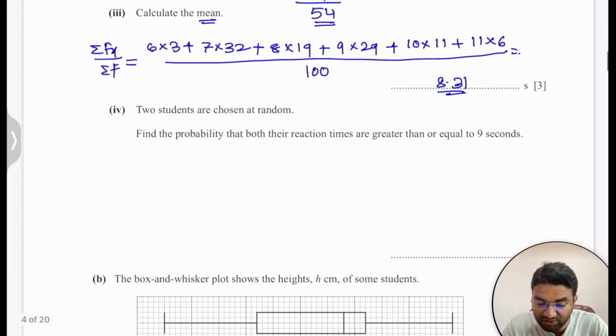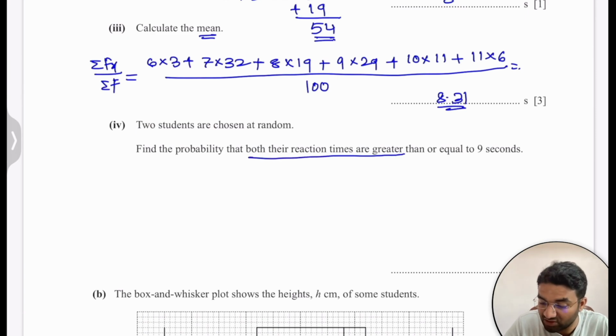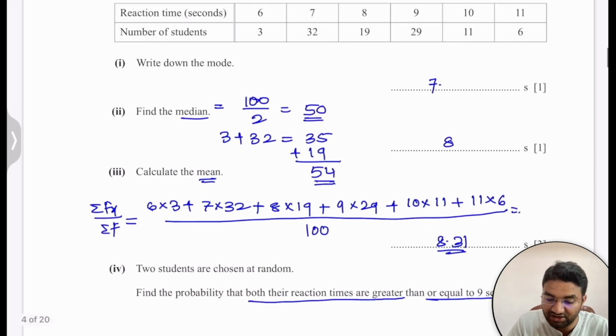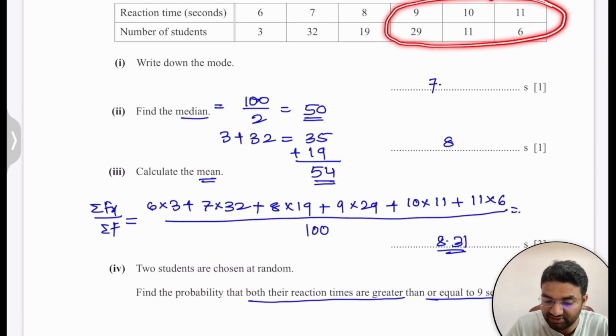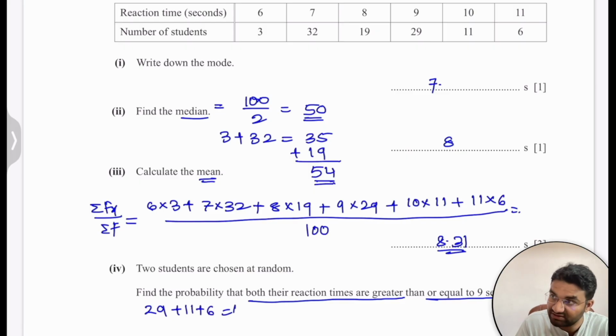Then next, here two students are chosen at random. Find the probability that both of their reaction times are greater than or equal to 9. So here for greater than or equal to 9, you have this many students, meaning 29 plus 11 plus 6. Firstly, add all of them, 29 plus 11 plus 6, which is equal to around 46, right?